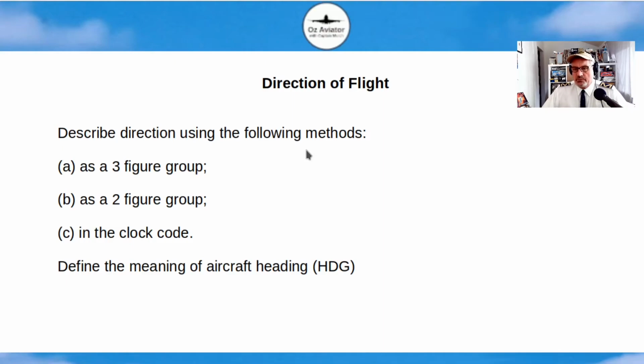Okay, basic aeronautical knowledge terminology. The first thing is the description of the direction of flight using the following methods: 3-figure group, 2-figure group, clock code, and defining the meaning of aircraft heading.